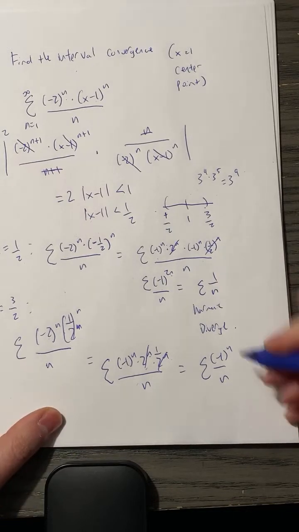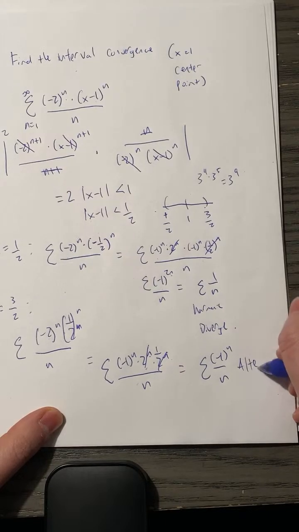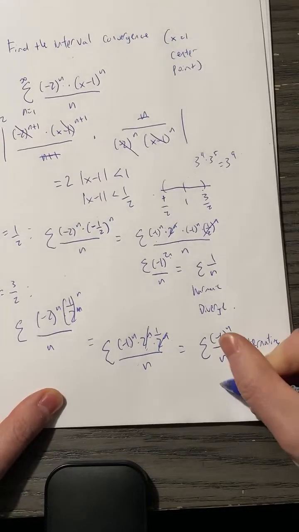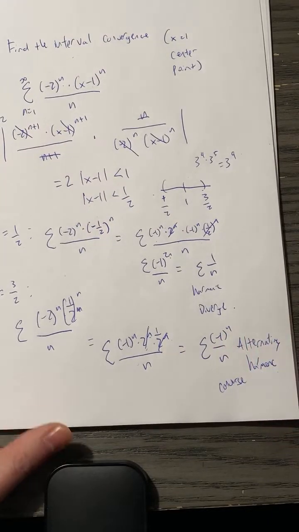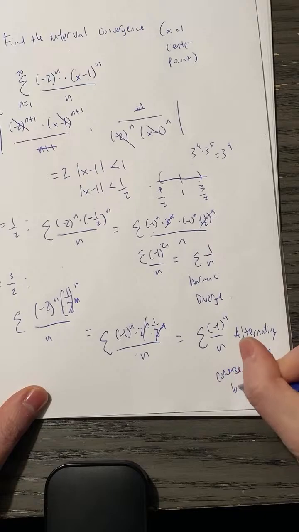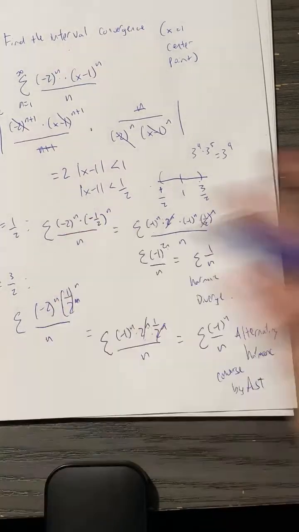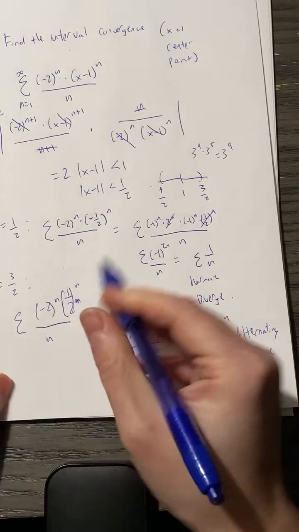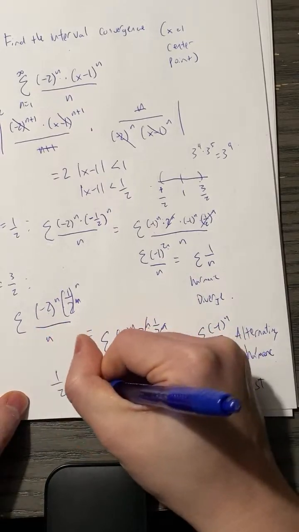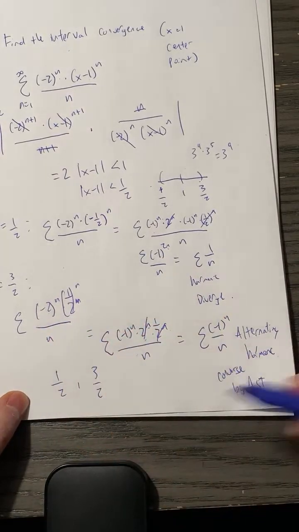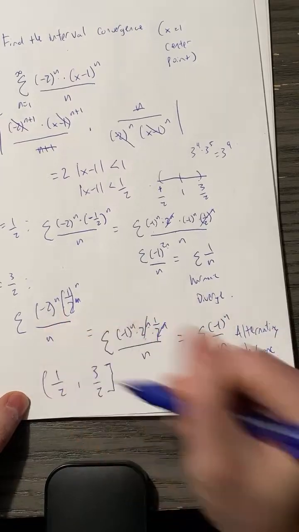So this one is alternating harmonic, so this one converges by AST if you want. I think you could just say alternating harmonic too. Again, all this work is so much work for 1 point. 1/2, 3/2. They converge on the right side and diverge on the left side. So this is the answer.